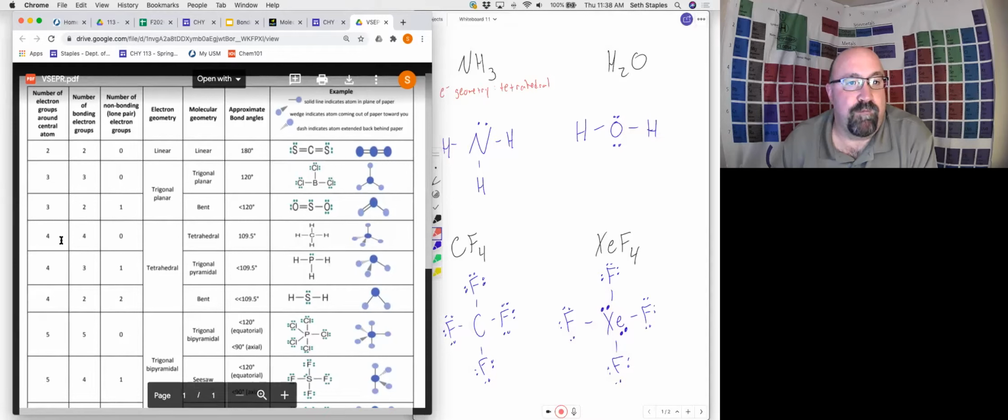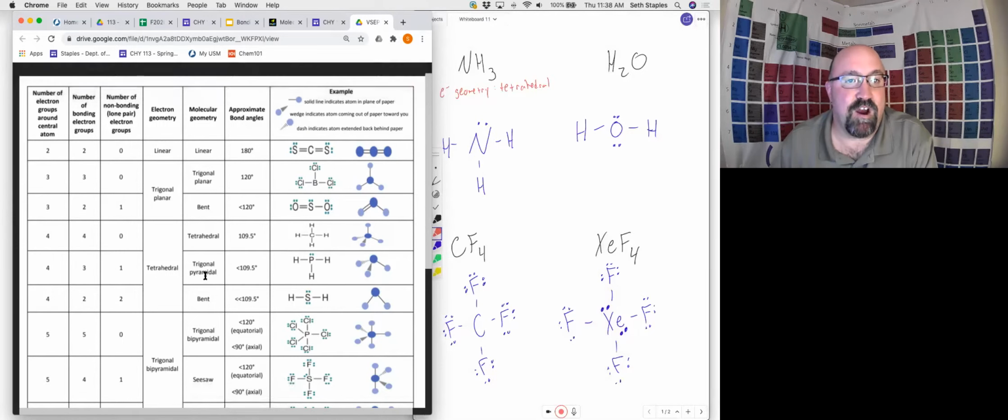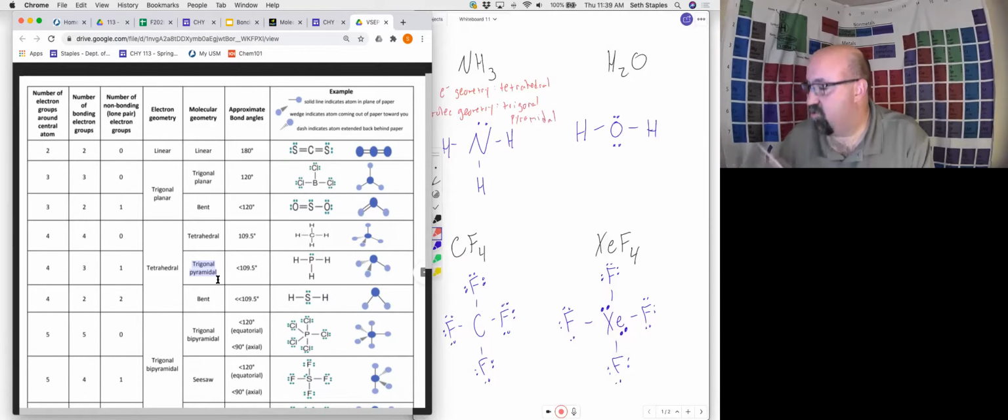Any compound with 4 electron domains has a tetrahedral electron geometry. But then we see that 3 of those are bonding domains and 1 of those is a non-bonding domain. And so 4 electron groups total, 3 bonding, 1 non-bonding, tells us that our molecular geometry is now trigonal pyramidal.